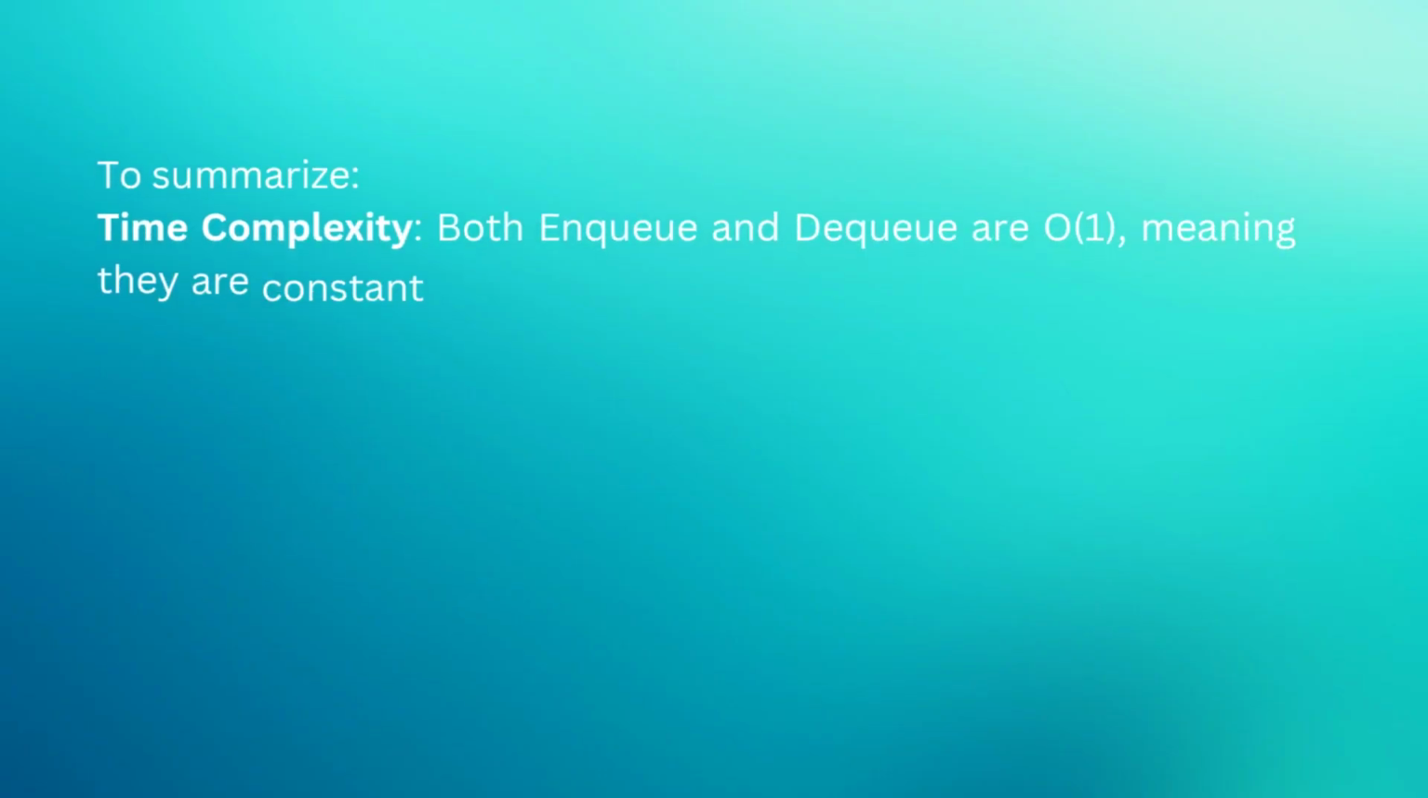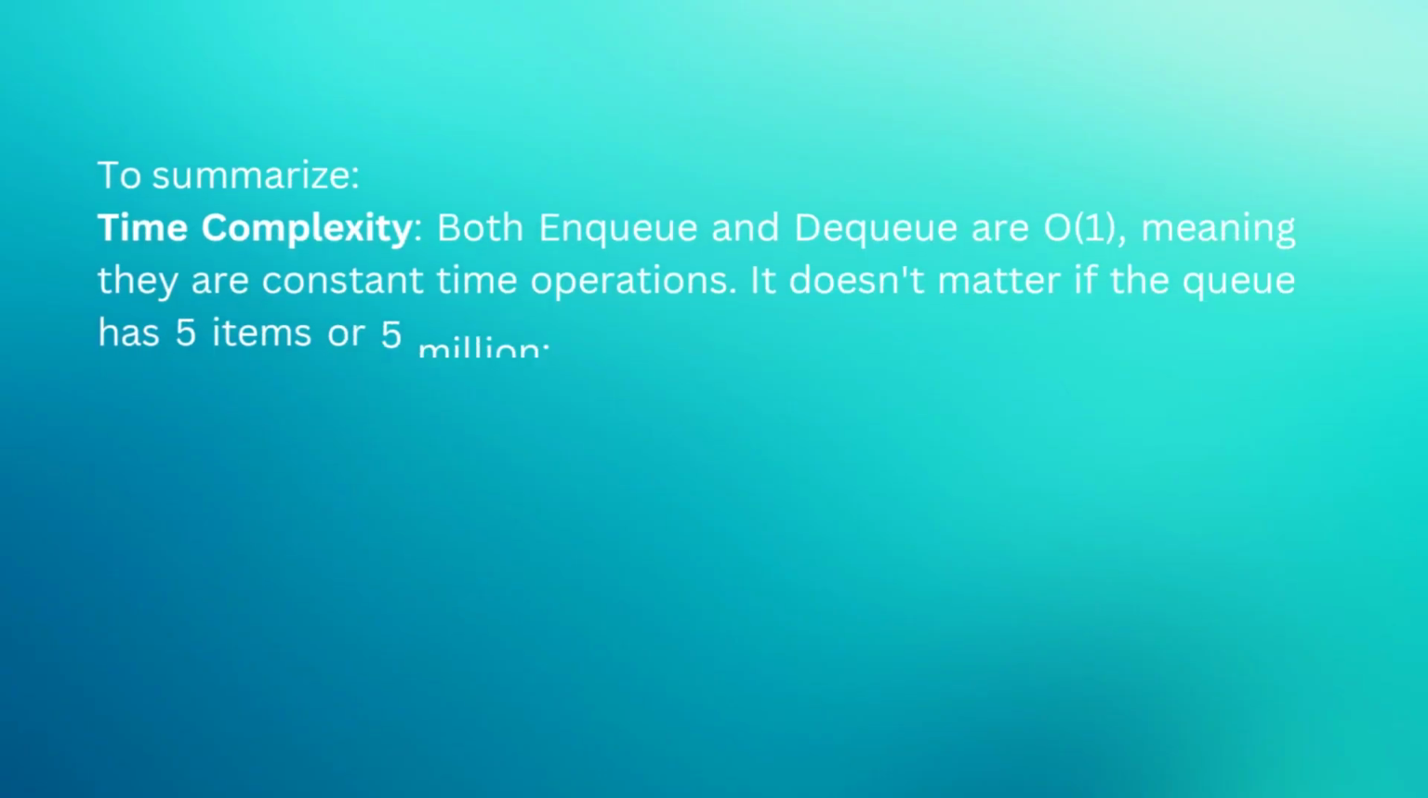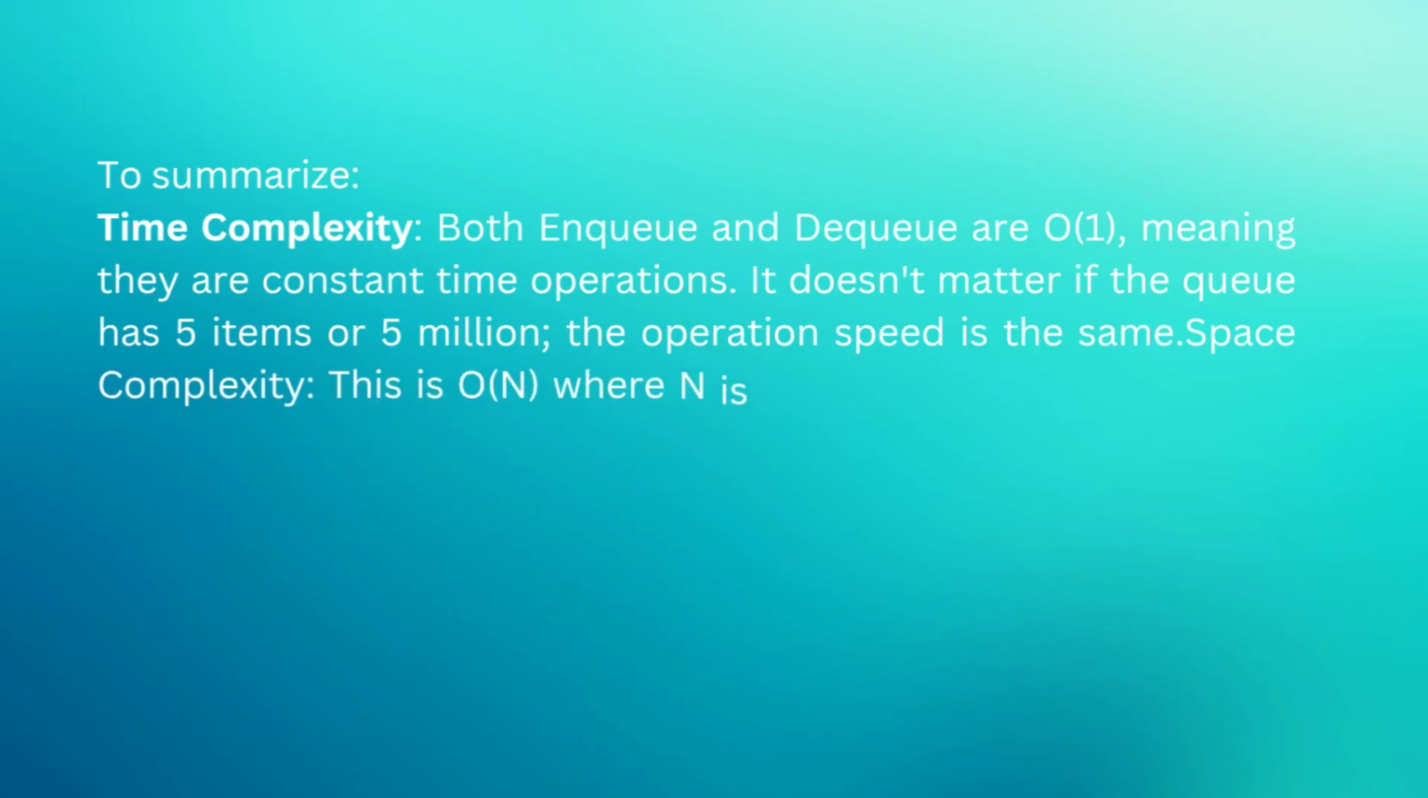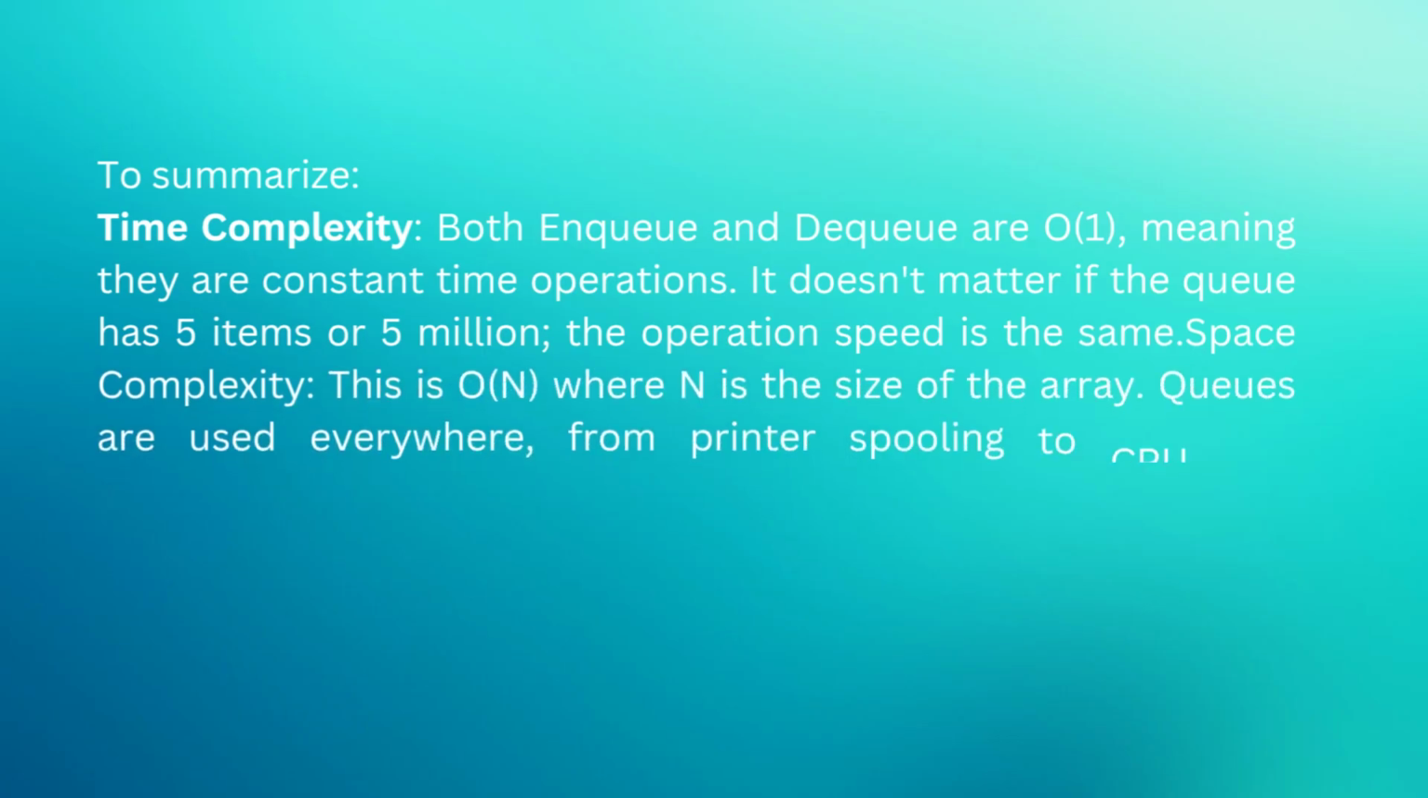Lastly, we're almost done with the queue. Let us have some more information about the queue. So the time complexity, both enqueue and dequeue are O(1), meaning they are constant time operations. It doesn't matter if the queue has 5 items or 5 million, the operation speed is the same because it tracks the front and the rear.